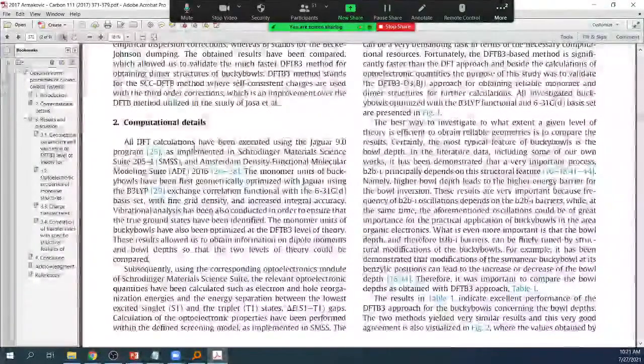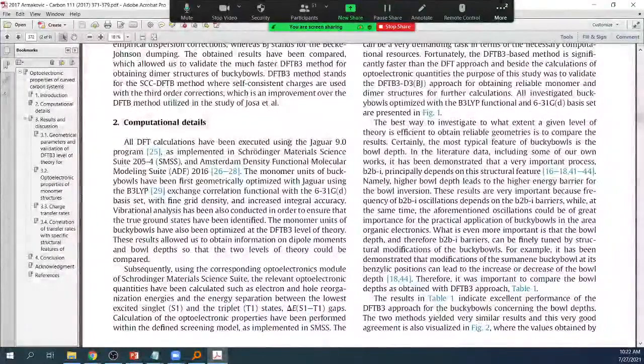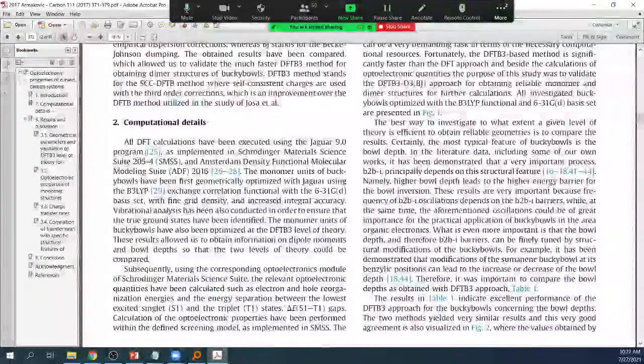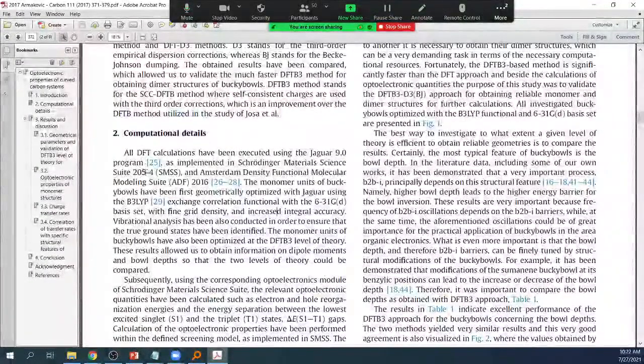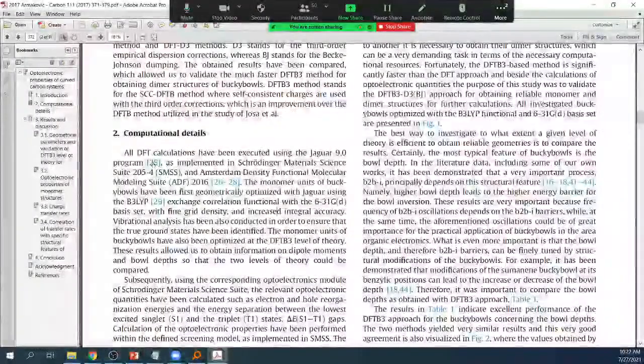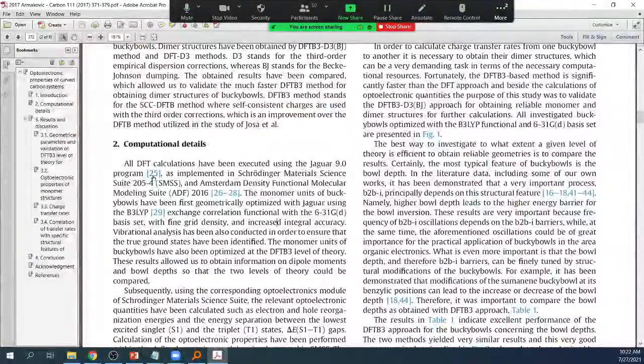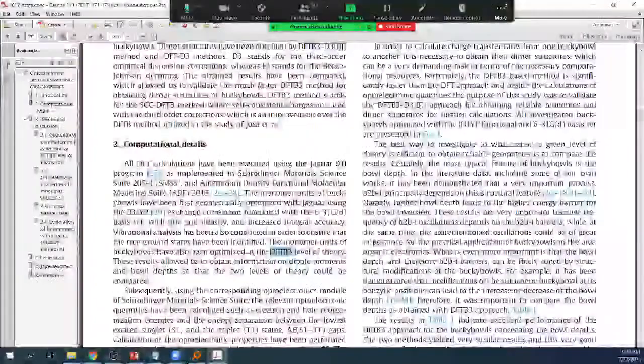So here we have used the Jaguar program as implemented in the Schrödinger Material Science Suite. This should have been 2015, not 205. And I am citing the paper in which Jaguar was introduced to the scientific community. Of course, for other DFT calculations, I have used another program called Abstract Density Functional Modeling Suite. We also used different levels of theory. All calculations have been performed with this functional and this level of theory.